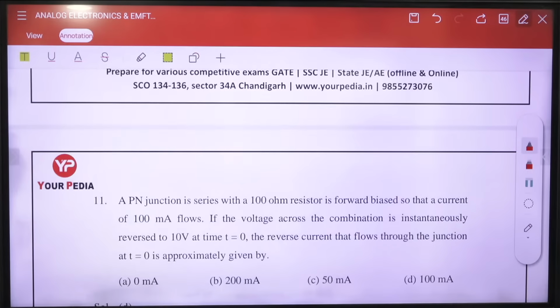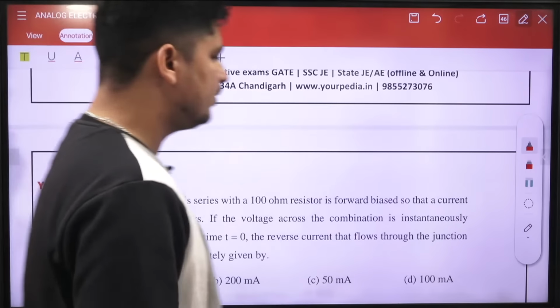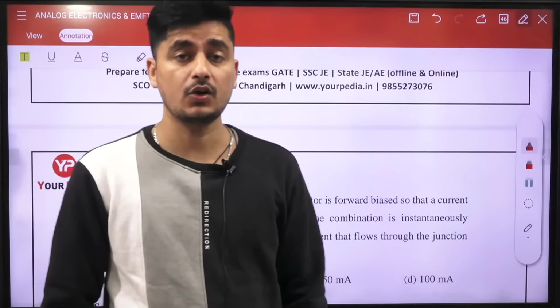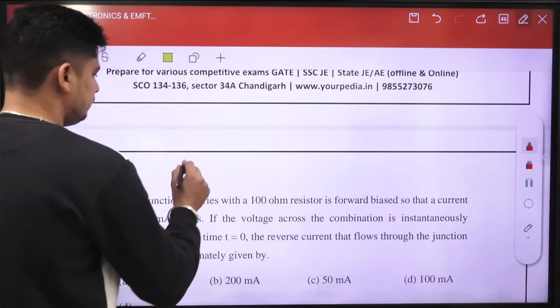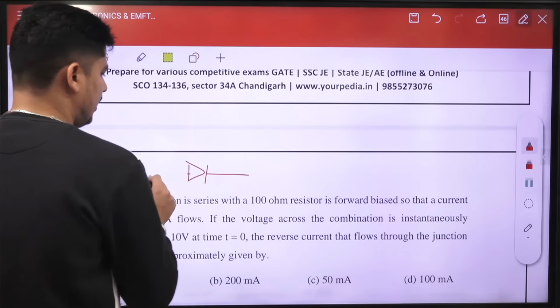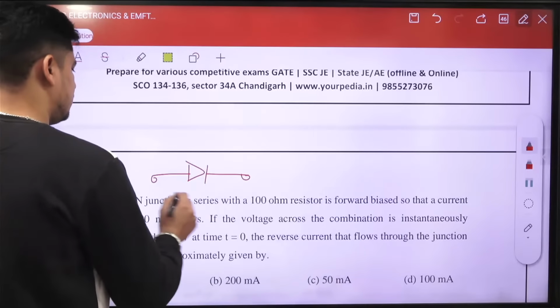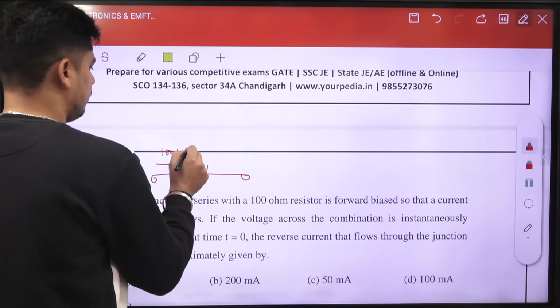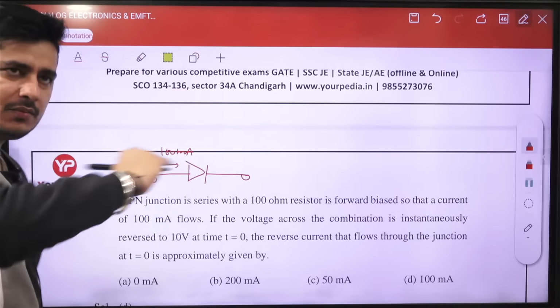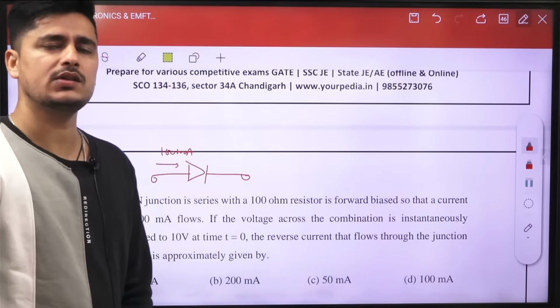Very good. The answer is D. See, always remember one thing. You are having a diode like this, and currently it is forward bias, right? Let's take that 100 milliampere current is flowing through this diode in this direction.